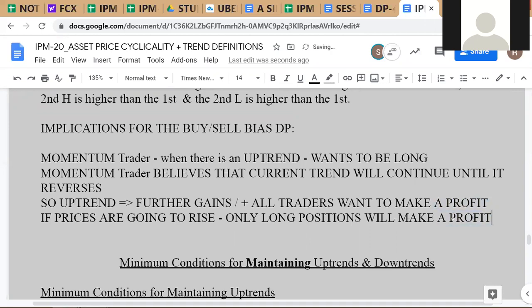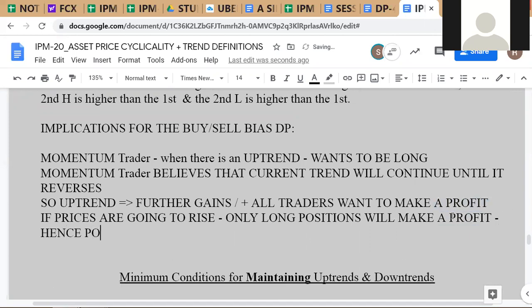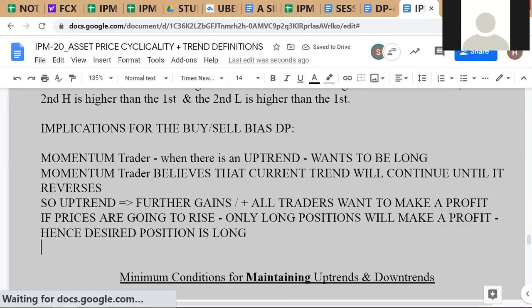So that's why, hence, the desired position is long. Okay, so it's a long answer, but it's important to understand how to give your answer in a completely logical manner, and how to think in this completely logical manner.